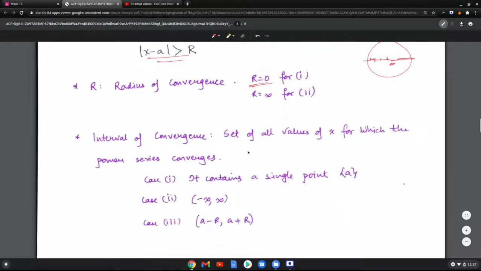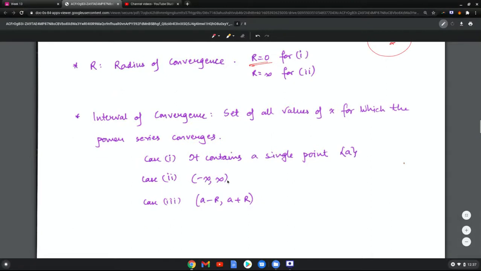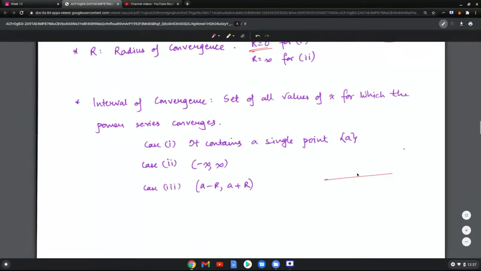The interval of convergence, that's the set of all values of x for which the power series converges. In the first case, it just contains a. In the second case, it contains everything. And in the third case, if this is a, and r is the radius, then the interval goes from a minus r to a plus r. So it's symmetric.